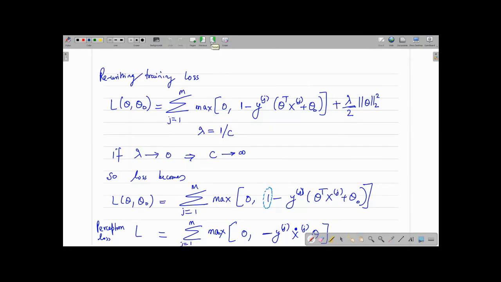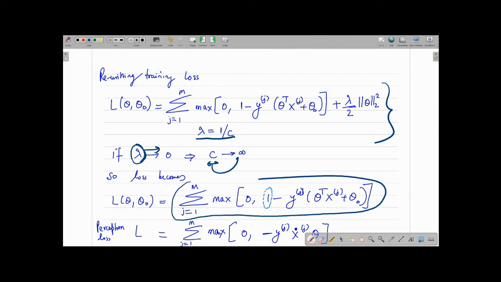Okay, then this is the same story where I have written the loss function and lambda is equal to 1 by c. So the important point is if I make lambda equal to 0, that means c is infinity because lambda is equal to 1 by c. So if you make lambda equal to 0, then what will happen is this is the function. Obviously, if you make this term go to 0, it will be this function only, right?